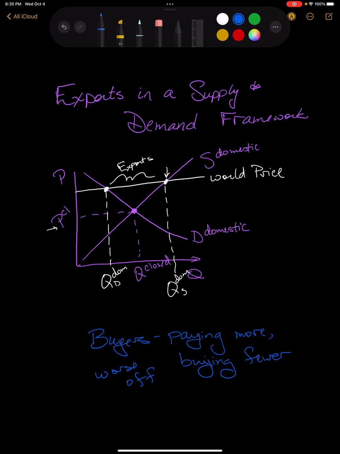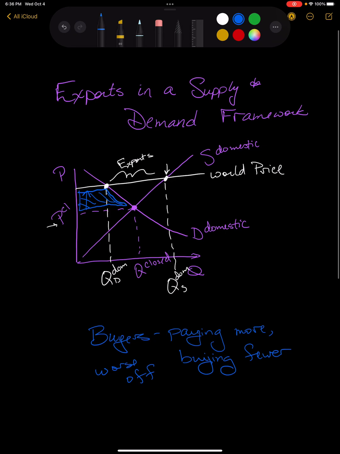How much worse off are they? My classes don't do the math here, but there's no reason you couldn't do math if you had the numbers. Buyers are actually going to be worse off by an amount equal to this blue trapezoid. So this blue trapezoid shows us that some buyers are paying a higher price and other buyers are not even getting the item at all. So all of those folks are losing, right? Some folks lose because they don't get the new plane, and other folks lose because they're having to pay more for the plane. So buyers are made worse off.